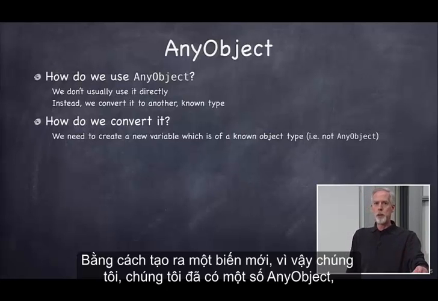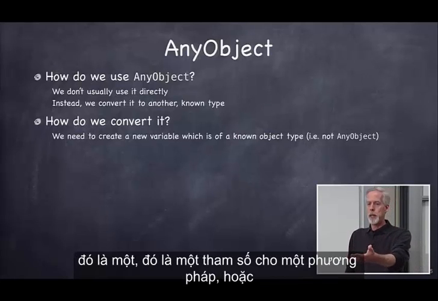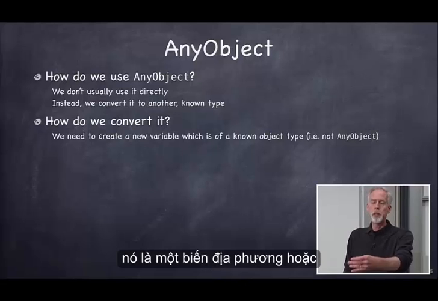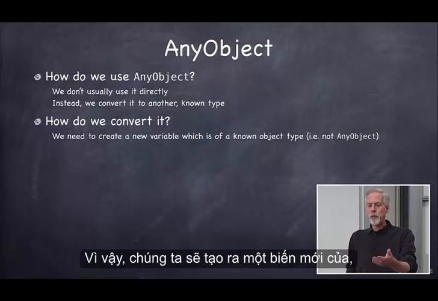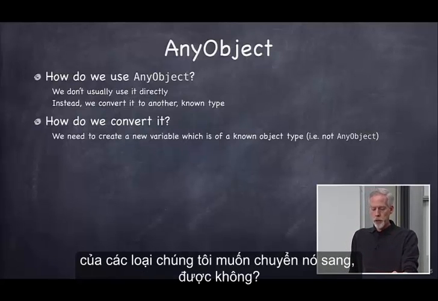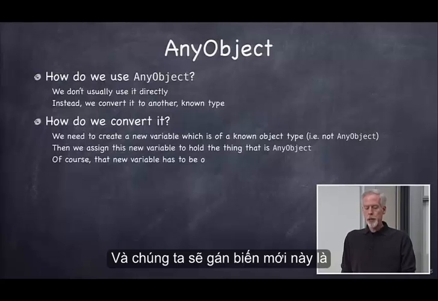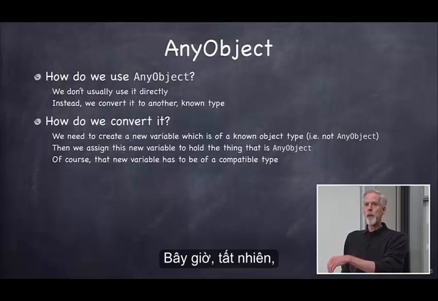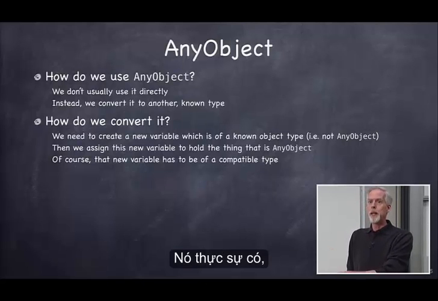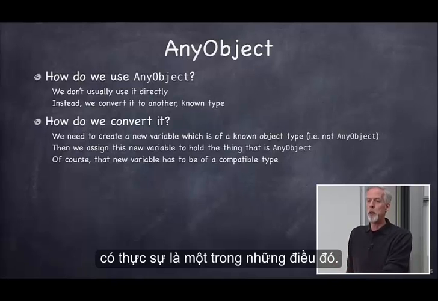And we do that by creating a new variable. So we've got some AnyObject. It was an argument to a method, or it's a local variable, or something like that, and we want to convert it. So we're going to create a new variable of the type we want to convert it to, and we're going to assign this new variable to be equal to that AnyObject converted. Now, of course, we have to convert it to a compatible type. It actually has to be one of those things.